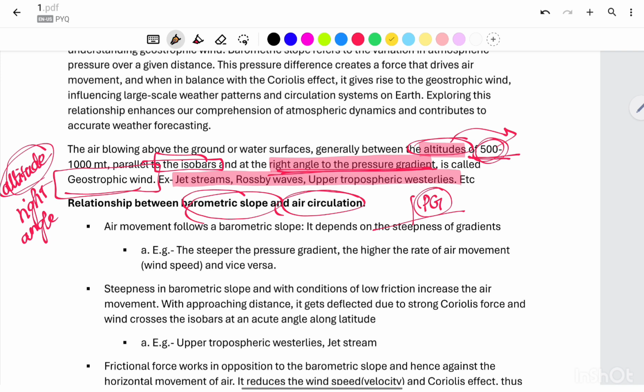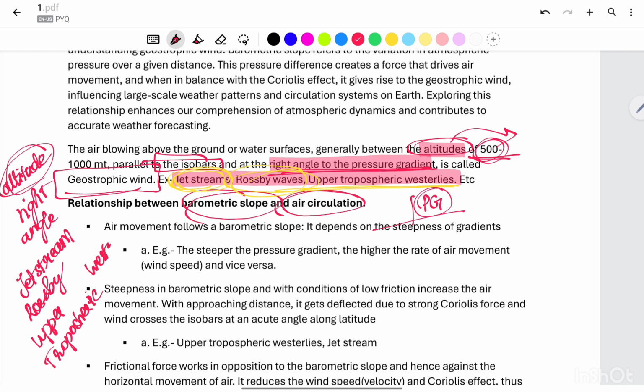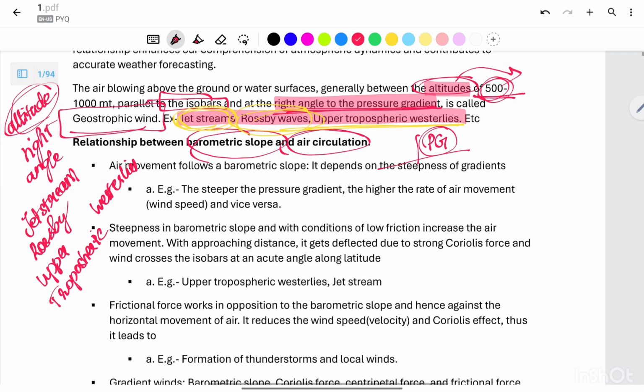Examples for the geostrophic wind are jet streams, Rossby waves, and upper tropospheric westerlies. So we have to be very clear with respect to the examples. We call the jet streams an example, and we also have the Rossby waves, and in the upper troposphere we have the upper tropospheric westerlies.